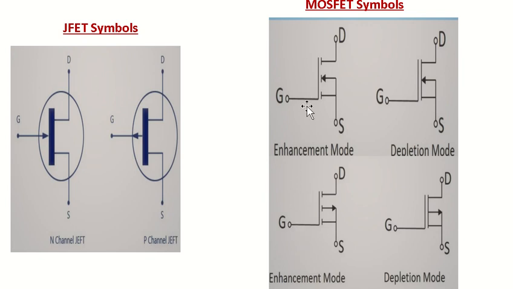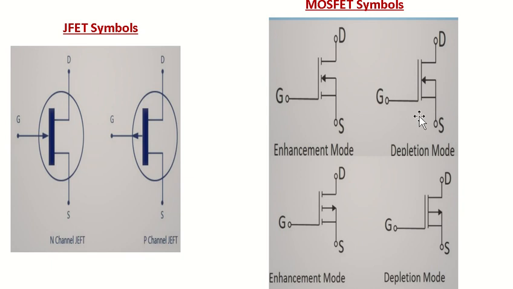So technically the reason behind this symbol is that enhancement is not normally on, it is normally off, we can say. Whenever you apply gate voltage, then only it will be on, otherwise it will be off. That's why the circuit will not be complete unless and until you apply the gate voltage. That's the reason it is marked with three dashes.